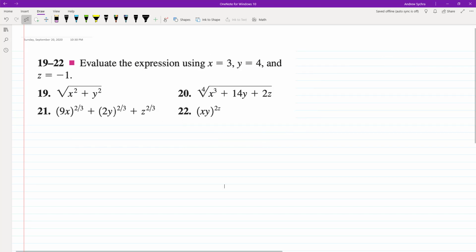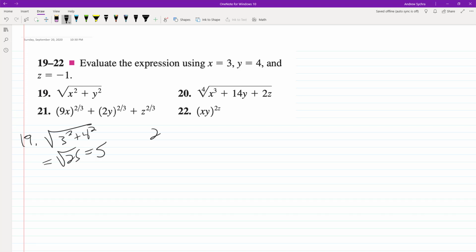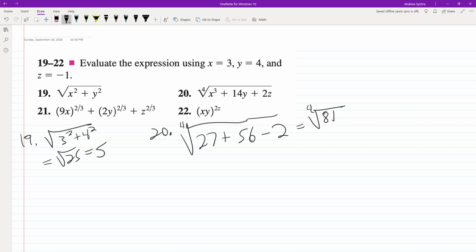So go ahead and evaluate each expression. Just plug and chug. So for 19, plug in for x, so 3 squared plus 4 squared. Pythagorean theorem, it looks like square root of 25. We get 5. 20, we get fourth root. So we get 27 plus 14 times 4, 56. And then this ends up being minus 2. Fourth root of 81 gives us 3. 3 to the fourth, 81.